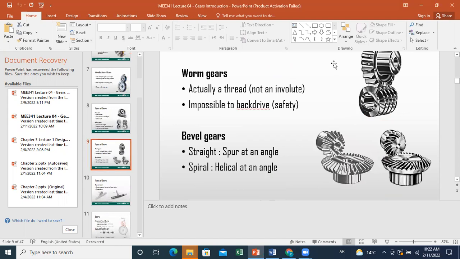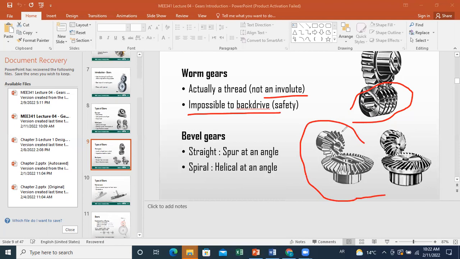Other types are worm gears. In these gears, we'll talk later about what an involute is. Here, your worm gear is actually a straight one, not an involute, and this is used for safety purposes, in order to prevent backdrive. Bevel gears are of the following type. This configuration represents bevel gears.